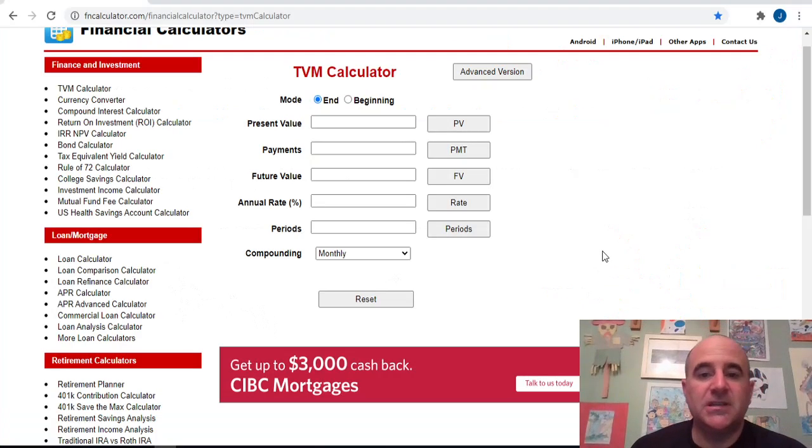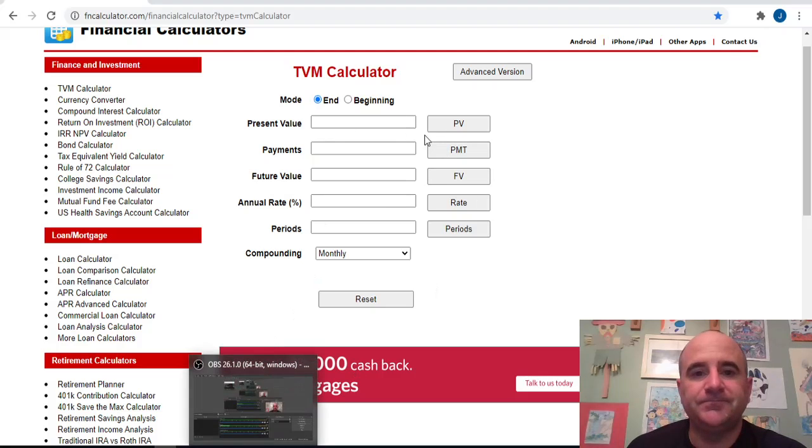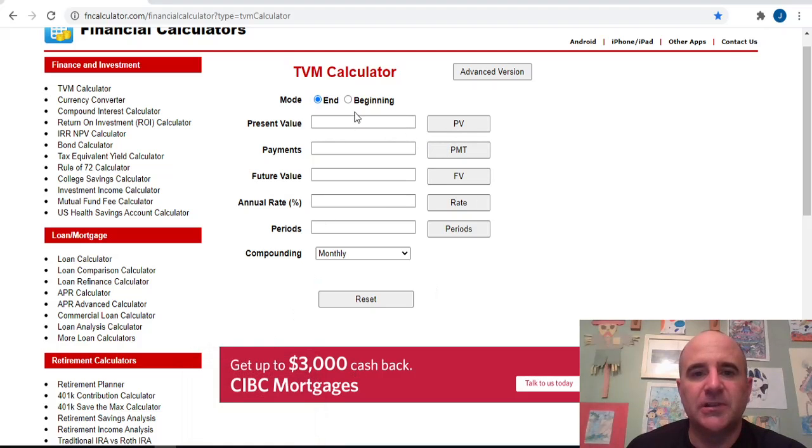Okay, so here is the TVM solver. There are two modes, end and beginning. We're going to make things simple. We're going to keep it on end. What that means is if you're talking about, for example, weekly payments, are you making the payments at the end of the week or at the beginning of the week? So we're going to assume that you make them at the end of the week, meaning that the last payment you make is on the very last week of high school, and it collects 0 interest, and then we get the final amount. So don't worry about that too much right now. You can just leave it like that.